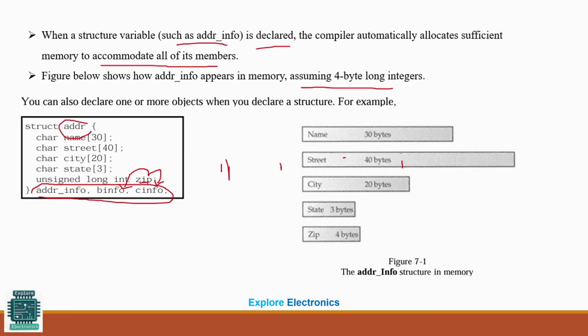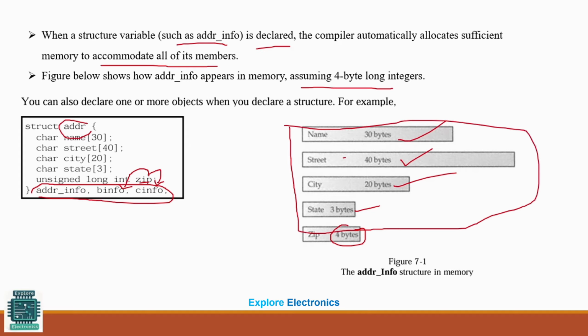Now this is the structure memory. Say here 30 bytes, and street is 40 bytes, and city is 20 bytes, and state is 3 bytes. Unsigned long, the size is always 4 bytes. So this is the address info structure in memory. This is a schematic or a diagram. Fine. Now you have understood how to declare a structure using the three variables, right?